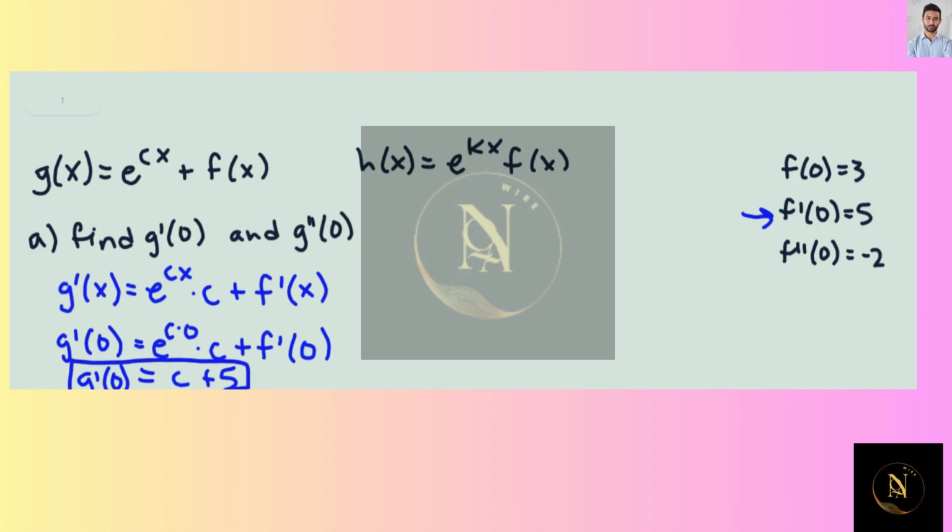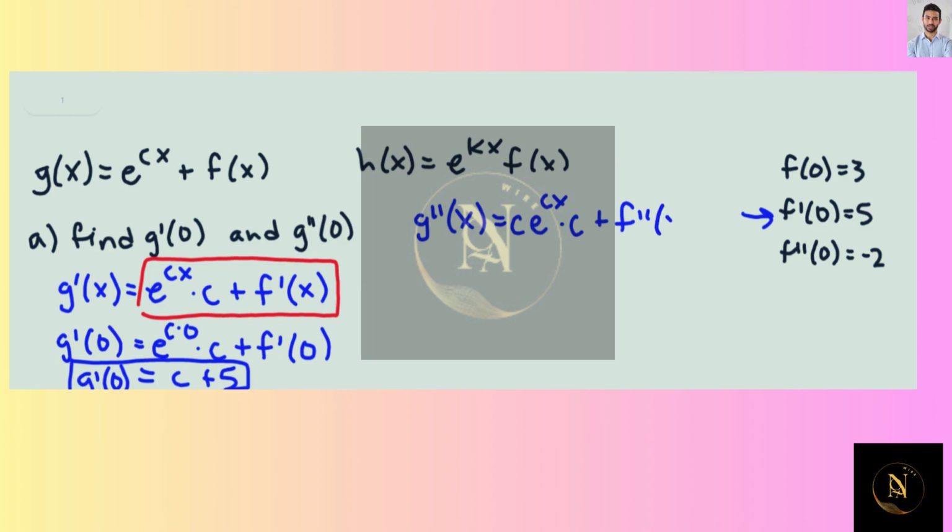Okay, now let's find g double prime of 0, starting with g double prime of x. So we're going to find the derivative of g prime of x. So we have c, the constant, and then we have the derivative of e to the cx. The derivative of e to the cx would be e to the cx times c. And then we have the derivative of f prime of x, and that would be f double prime of x.